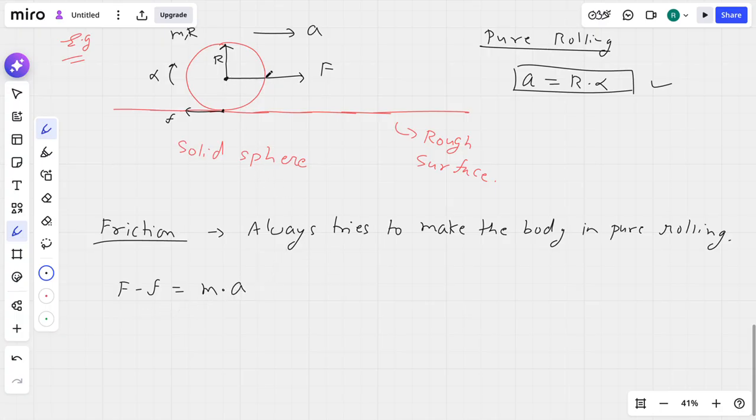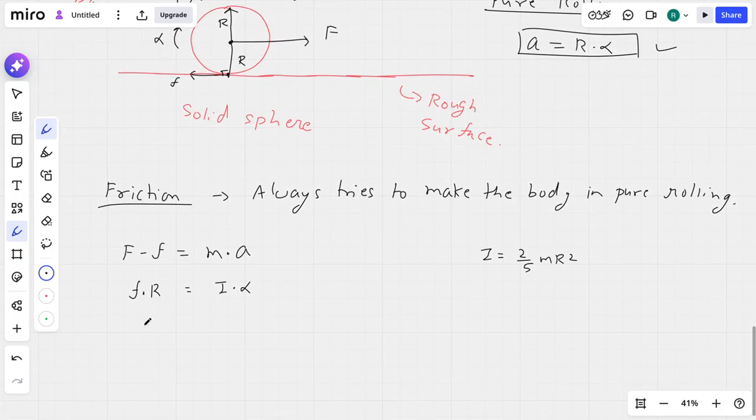Now let's talk about the second equation. We can see that this external force F is passing through the center, so it will not produce any torque. The only torque will be produced by this frictional force, f into radius. We have to take the perpendicular distance, which is equal to r. So f r equal to I alpha, and since this is a solid sphere, its moment of inertia is 2 by 5 m r square.